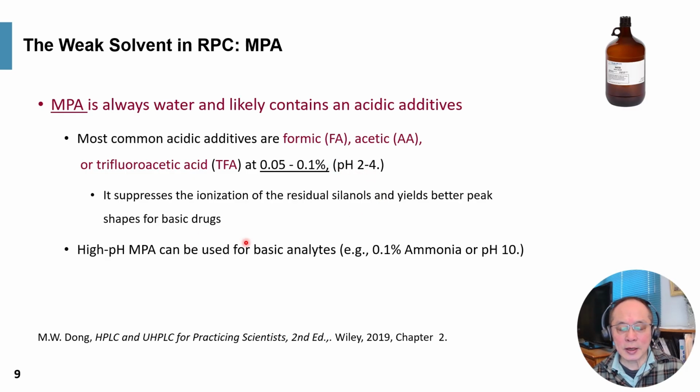The reason why we use a low pH is that it suppresses ionization of the residual silanol groups on the bonded phases, and it gives better peak shapes for basic drugs. So this is an important attribute of using an acidic additive. Occasionally, we will use a high pH mobile phase A for some columns which are compatible under high pH. In those cases, we would use something like 0.1% ammonia, or around pH 10.